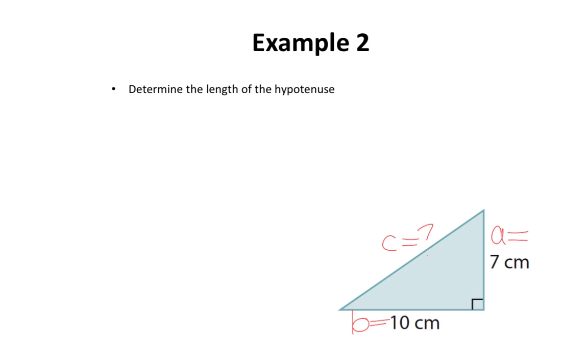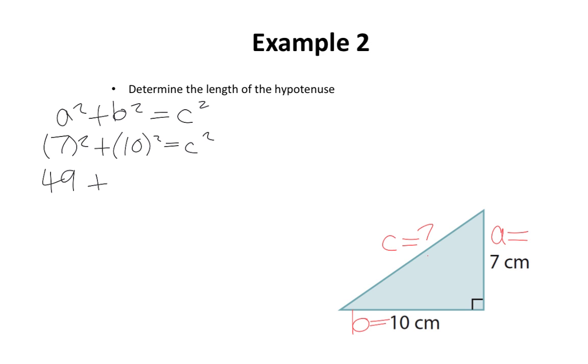Our first step is to rewrite the Pythagorean theorem, which is a squared plus b squared, which is equal to c squared. Next, I want to substitute in my known values with brackets. So a is 7 squared and b is 10 squared. Remember, when you're squaring something, you're multiplying that number by itself. You're not multiplying by 2. So 7 squared is 7 times 7, which is 49, and 10 squared is 10 times 10, which is 100.